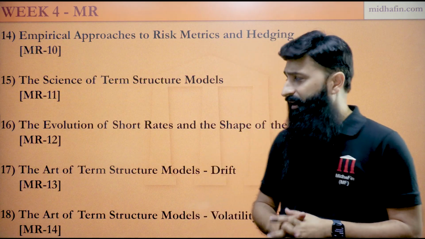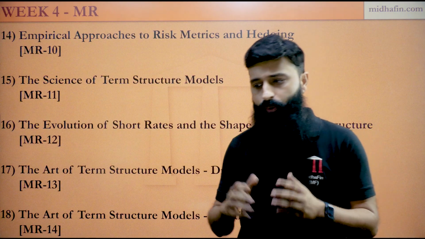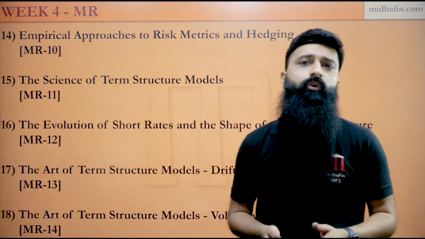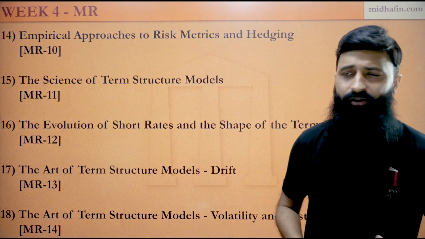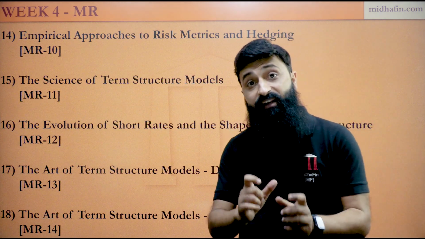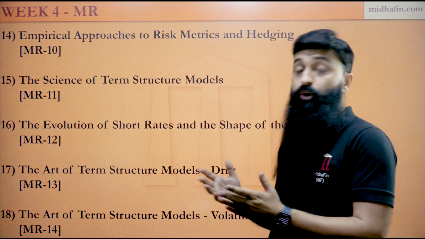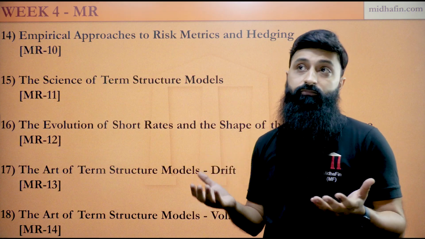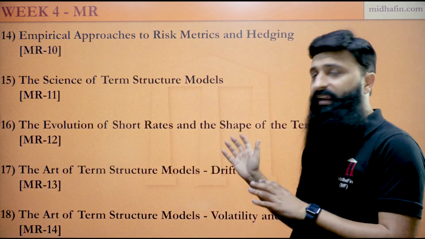Okay. Then we have evolution of short rates and the shape of the term structure. So this chapter explores how interest rate expectations, volatility, convexity, all these things, they affect the term structure of interest rates, and how you can price zero coupon bonds which incorporate risk premiums. Okay. So this is a very, very interesting chapter.